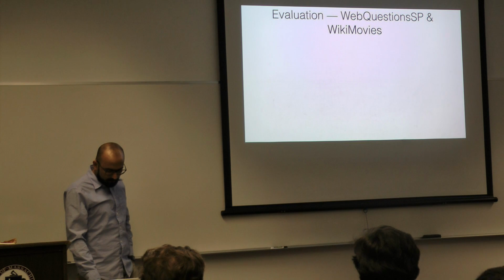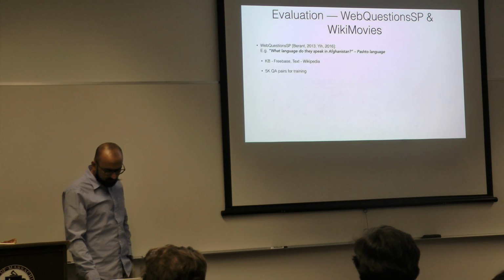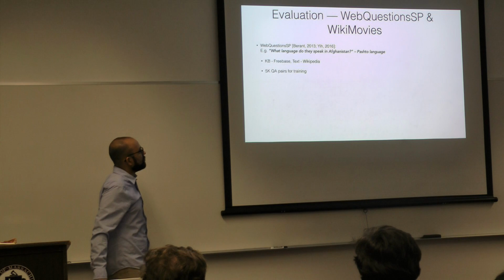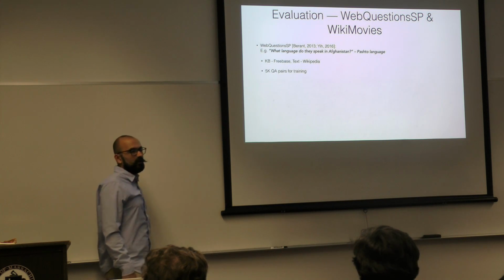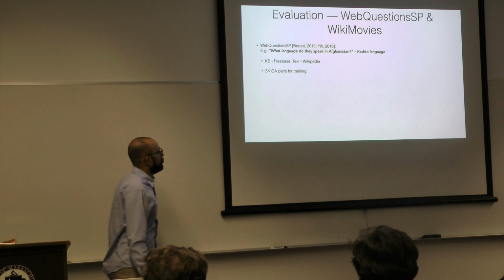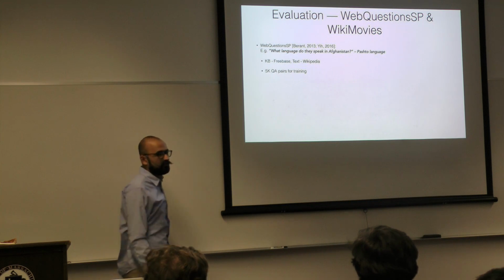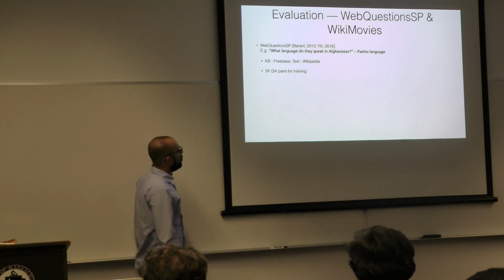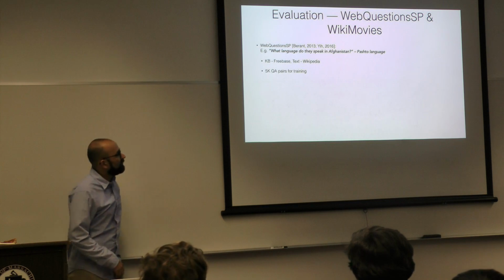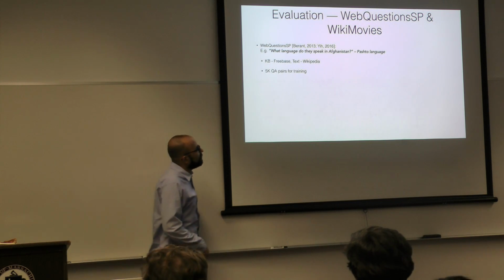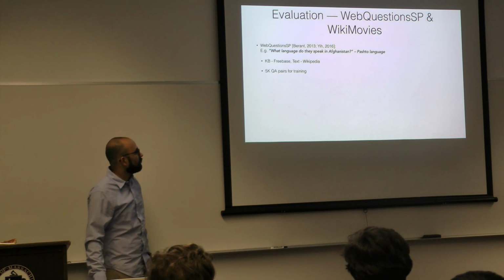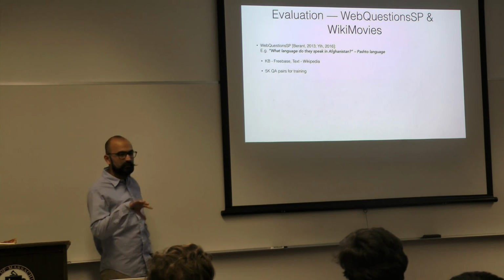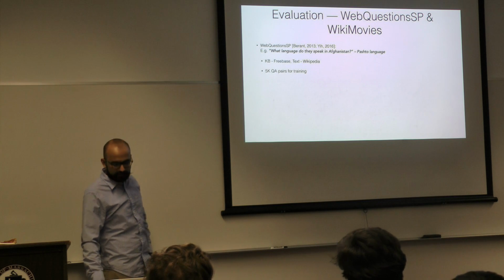Okay, so for evaluation, we looked at two data sets. First one is called Web Questions SP, which is really open domain questions about, for example, languages, heads of governments, and stuff like that, factual questions. Here the knowledge base was all of Freebase, and the text corpus was all of Wikipedia. And we had about 5,000 question answer pairs for training, so it's a relatively low resource setting.